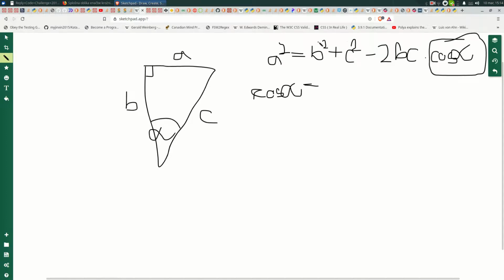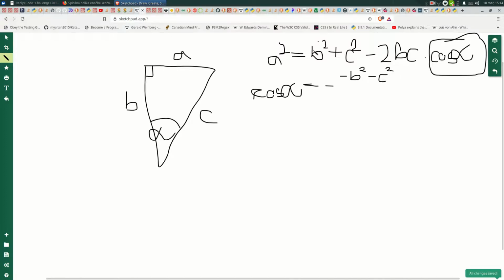So we first put that here and that here, and then we divide everything by minus 2bc, I guess, or just multiply everything by minus first. So I say here minus b squared minus c squared.